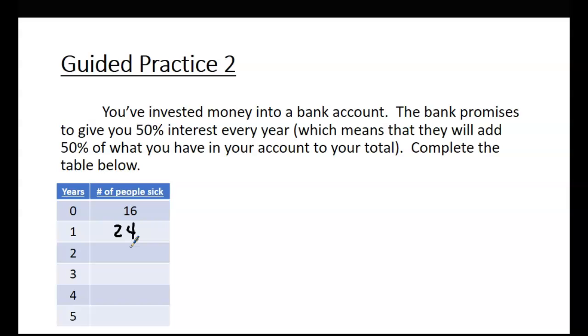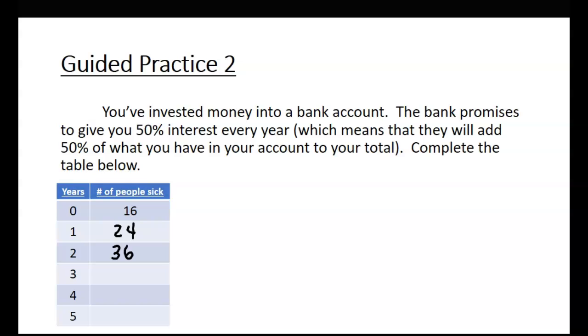Why don't you guys try the next one here? Try to fill out the next few blocks and see if you guys can get those. You're going to take half of the number and then add it on. So let's do one more together and I'll let you guys do the rest. So what would the next number be? You guys see why it would be 36? Because half of 24 is 12. Add that on to get 36. All right. You guys try the rest. Pause for a second. Okay, so let's go ahead and finish this up here.